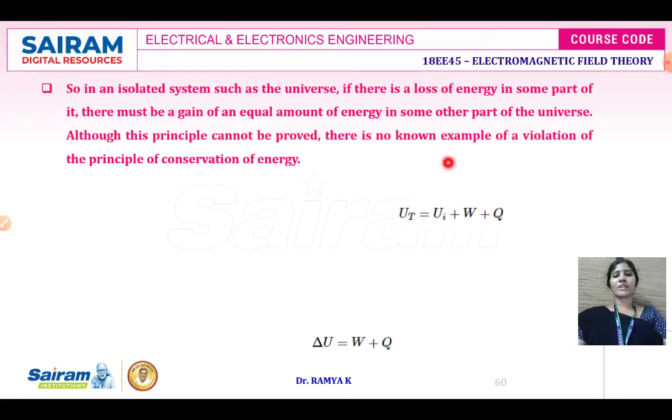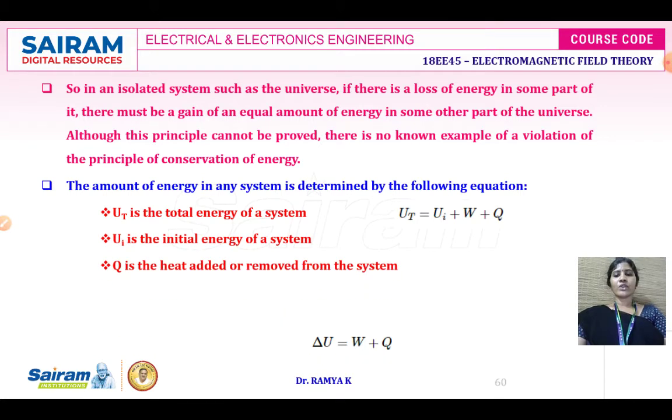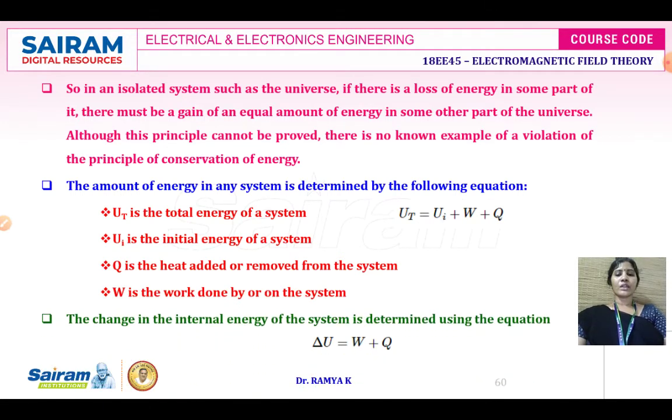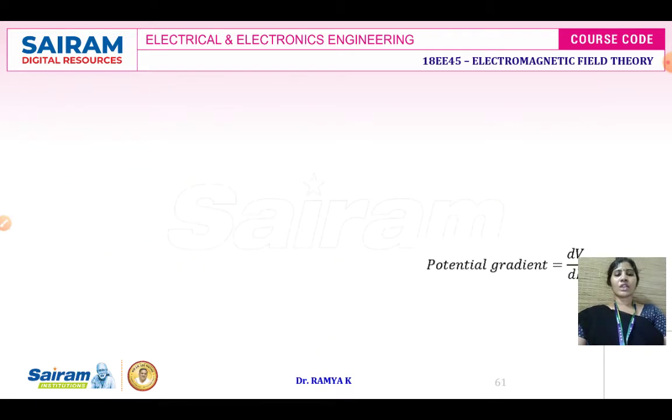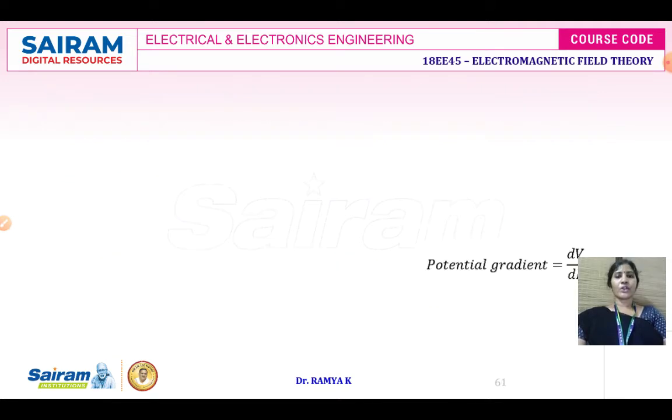As a principle, there is no known example for the violation of the principle of conservation of energy. The amount of energy in the system is determined as UT is equal to UI plus W plus Q, where UT is the total energy of the system, UI is the initial energy of the system, Q is the heat added or removed from the system, and W is the work done. The change in internal energy of the system is determined using the equation delta U is equal to W plus Q.